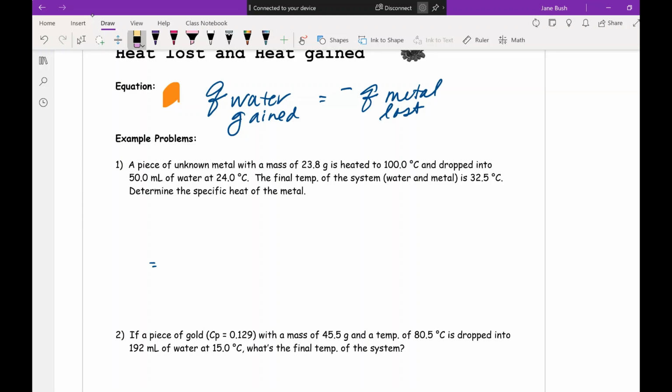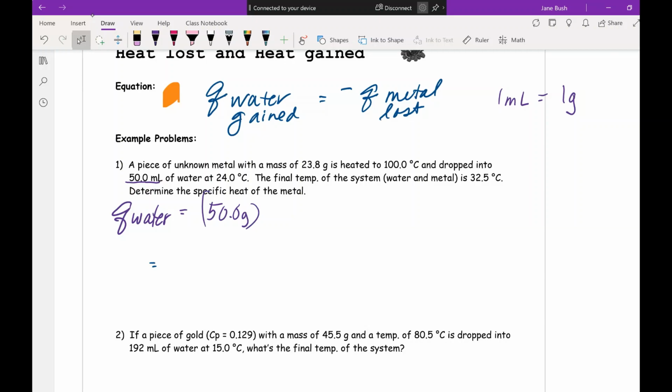So let's calculate Q for the water first. So we're going to first need to know the mass of the water. The mass of the water, we don't have the mass given, but we know milliliters. 1 milliliter of water has a mass of 1 gram. So 50 milliliters would be 50 grams.